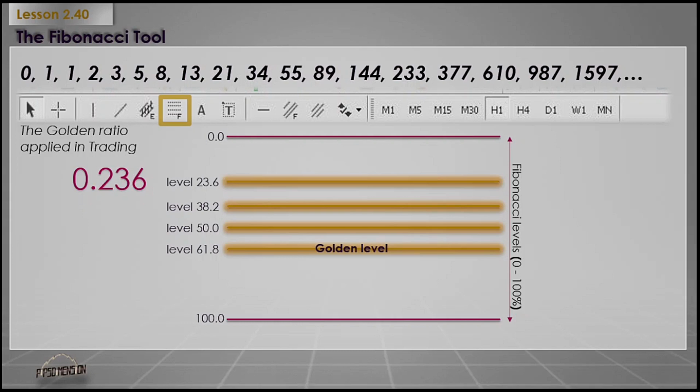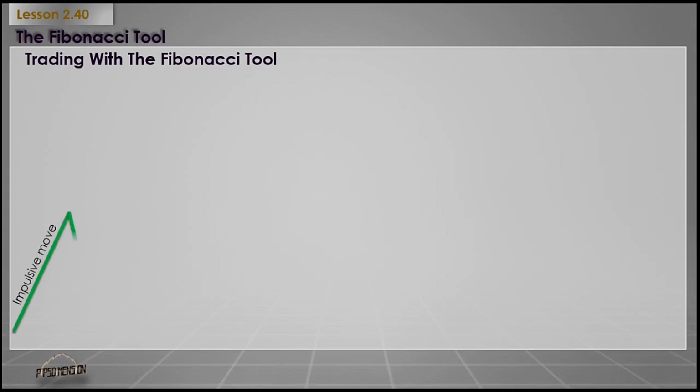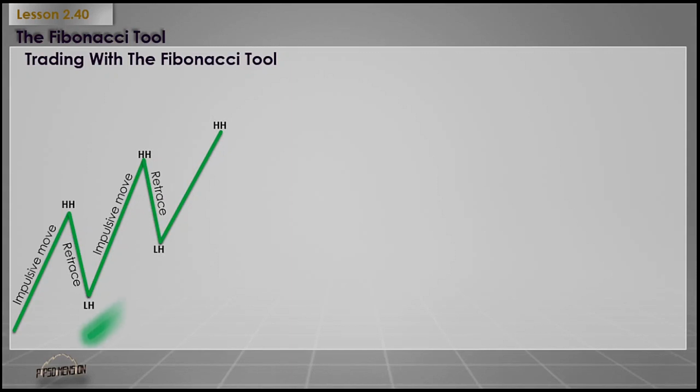So in this lesson, we are going to learn how to apply these vital levels on the Fibonacci tool in trading along the trend. When price is in an uptrend, there's an impulsive movement of the price to get a higher high level, and then it retraces back to a higher low level before it goes back to a higher high level. That's how we identify an uptrend.